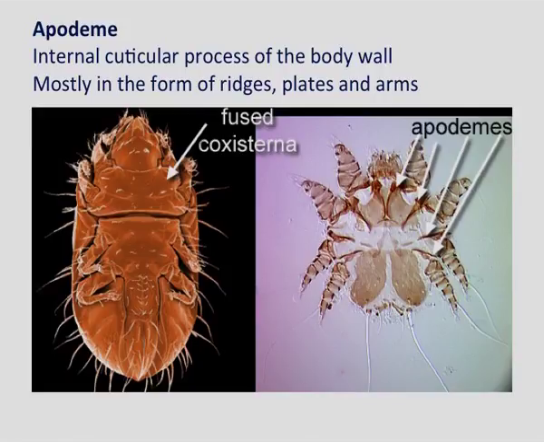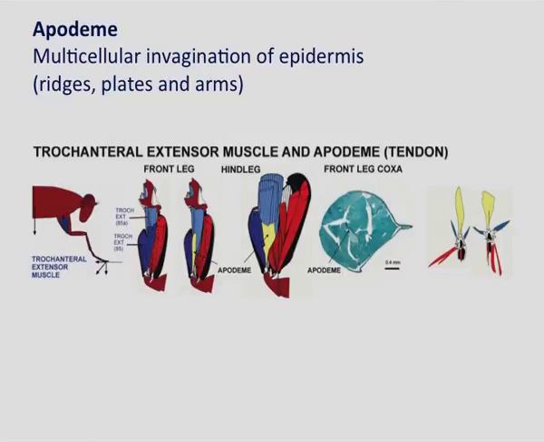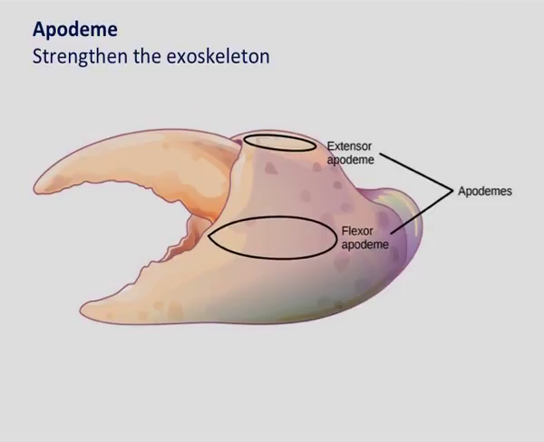And the second structure is apodeme. It is an internal cuticular process of the body wall. The apodeme appears externally as a depressed line or pit. They are multicellular invaginations of epidermis and mostly in the form of ridges, plates and arms. They strengthen the exoskeleton.